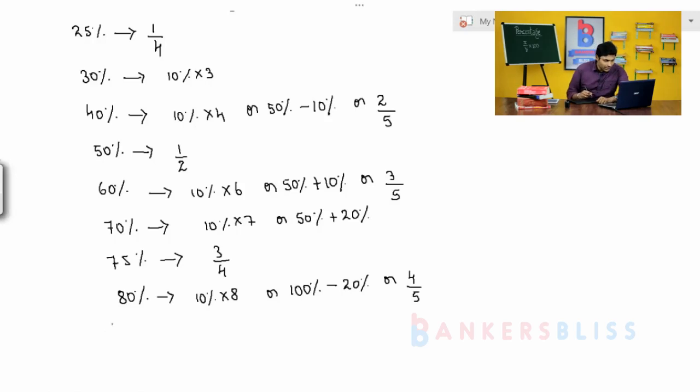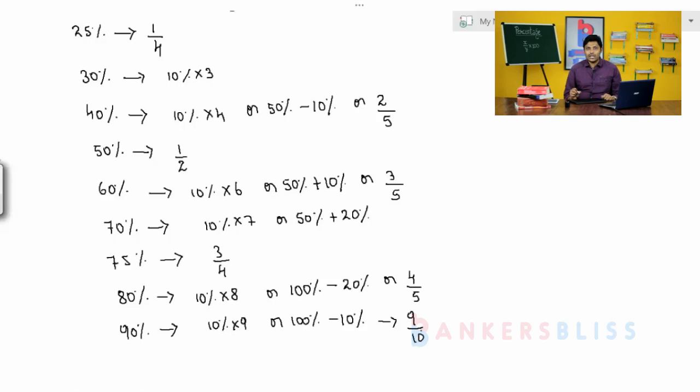Next, 90%. 10% into 9 or 100% minus 10%. Very simple thing, 90%. Otherwise, 9 by 10. You can write it as 9 by 10, 90%. Okay. So, very simple to calculate.